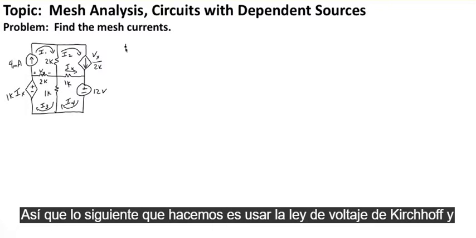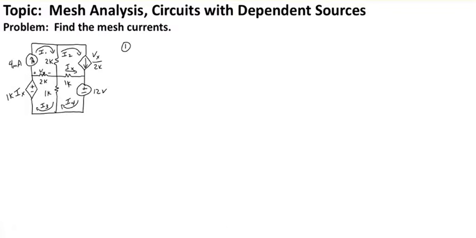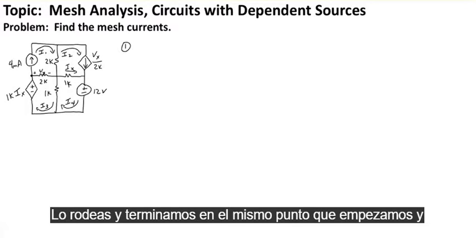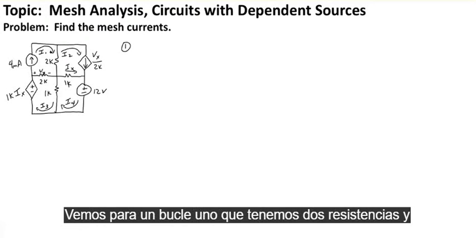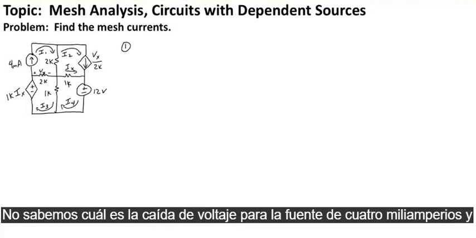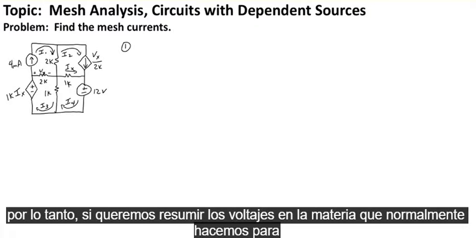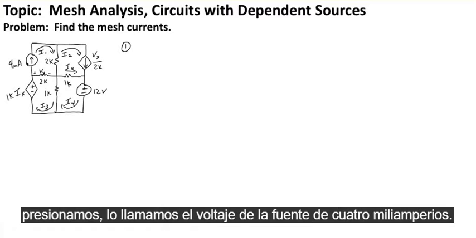The next thing we do is we use Kirchhoff's voltage law, and we sum up the voltages around each one of our meshes. We start at a certain point in the loop, go around it, and end at the same point that we started, summing up the voltage drop across each element. We see for loop 1 that we have 2 resistors and a current source that we're summing the voltages up for. We don't know what the voltage drop is for the 4 milliamp source. And so if we wanted to sum up the voltages in the manner that we normally do for Kirchhoff's voltage law, then we have to add another variable. Perhaps we call it the voltage for the 4 milliamp source.